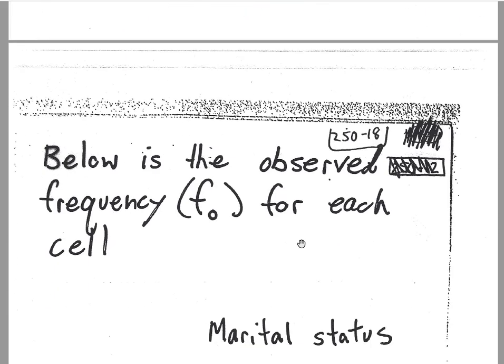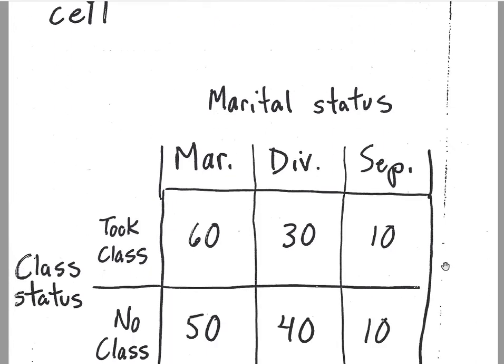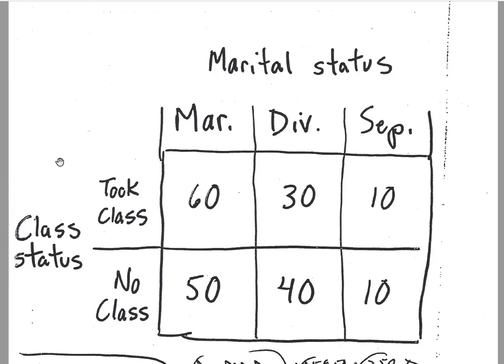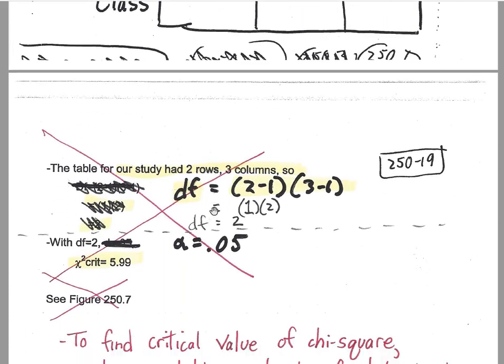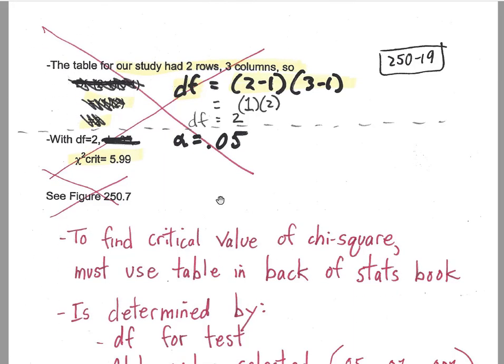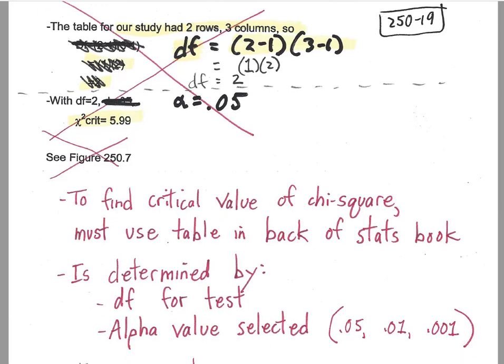Just so that we wouldn't have to go back, as I did, on page 250-18, I once again reproduce the table. It looks like I didn't have to go back. I should have gone forward. 2 rows. These are my 2 rows. 3 columns. Those are my 3 columns. The point is, I've got 2 degrees of freedom. I go to the back of a statistics textbook and look up the critical value of chi-square.